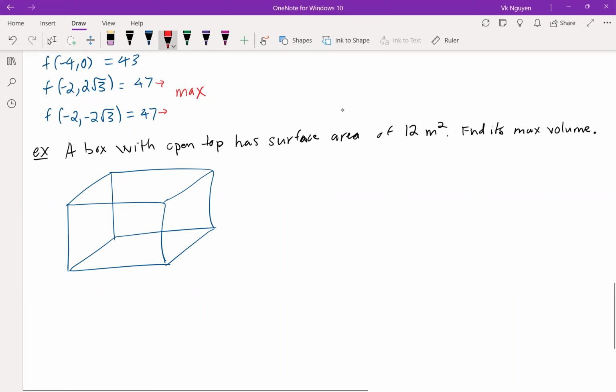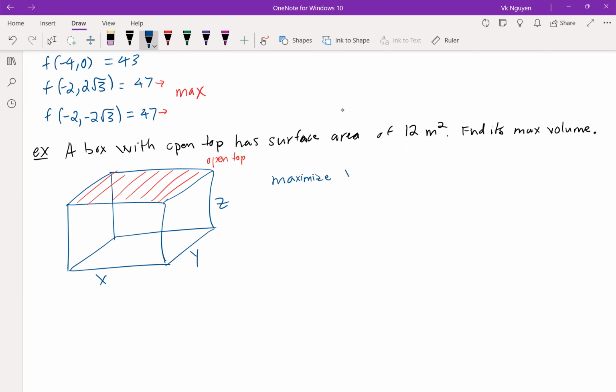Okay, so this is the open top here, right? Open top. So if I set up x, y, z like this, that means we're going to have to maximize the volume, which is f(x, y, z) = xyz.